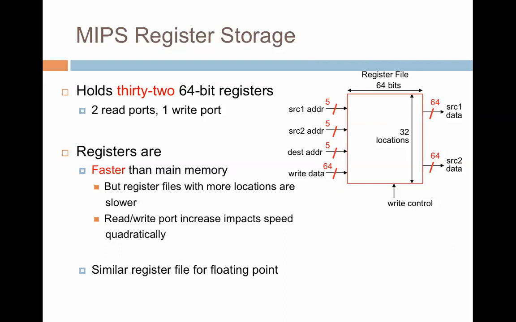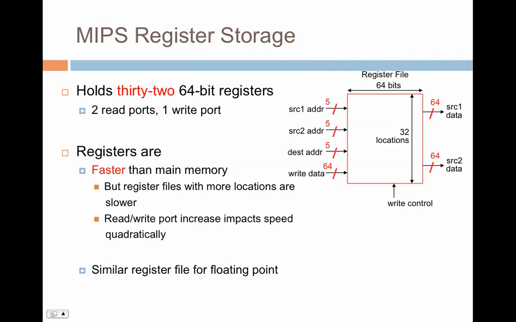Now once you do some computation on this data, you would write the value to the register file whose address is specified by the destination address. Again, the address is 5 bits to identify which register number you want to write to, and then you have the 64-bit write data using which we can write the data to the register file. So we have 32 different locations. Each location is 64 bits wide.